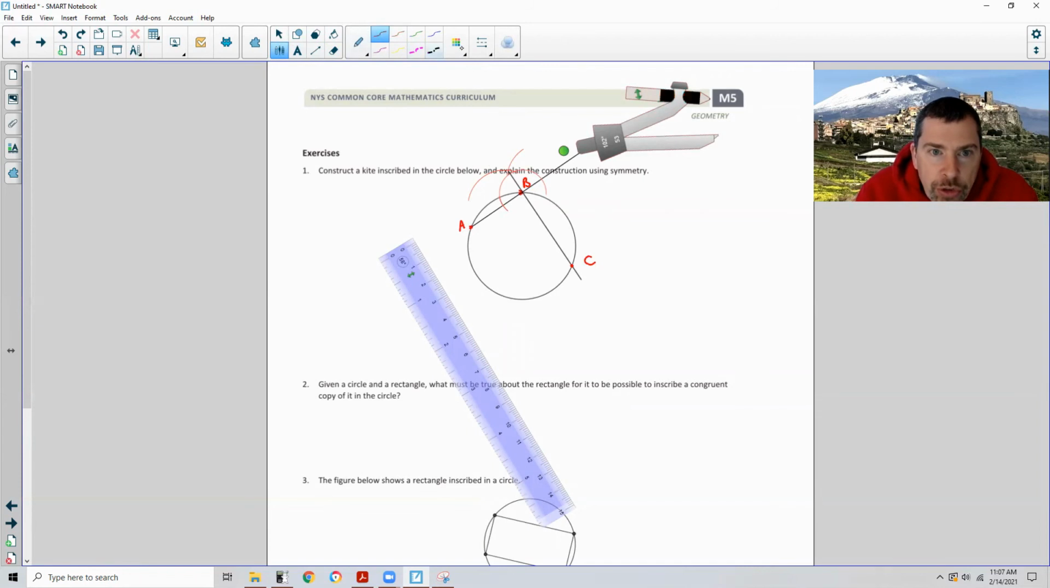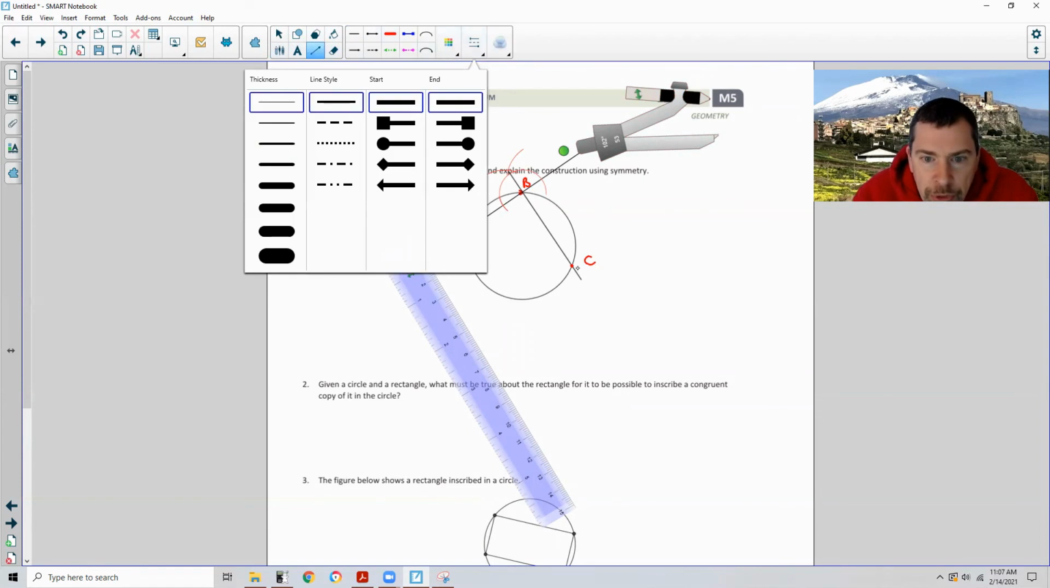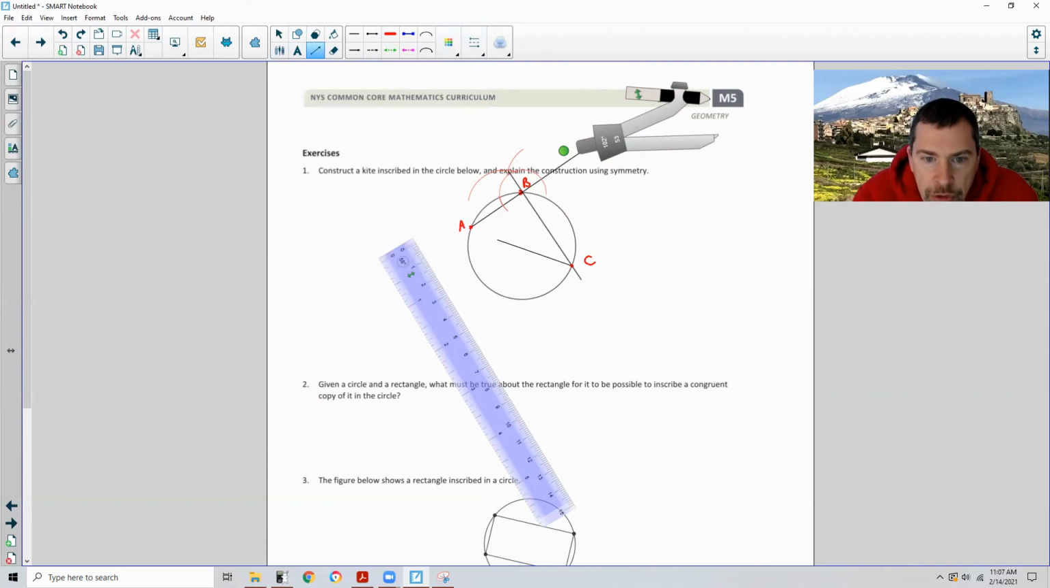So then I'm going to construct a segment. Again, you would use a ruler. I'm saving time with my program. You construct a segment AC like so, and there is my triangle, and it is a right triangle because that's 90 degrees right here. Okay.